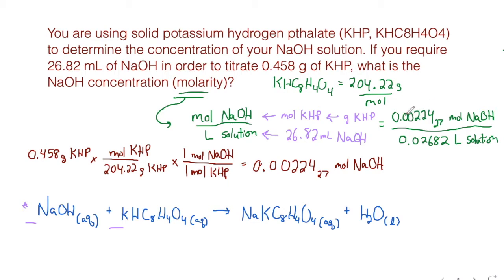And that step is to divide the moles, the 0.00224 moles, by the liters, which is 0.02682 liters of solution. And that comes out to be 0.0836 moles per liter sodium hydroxide. And I went down to 3 significant digits in this final answer.